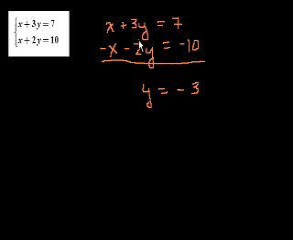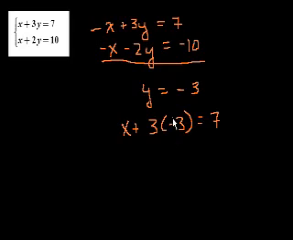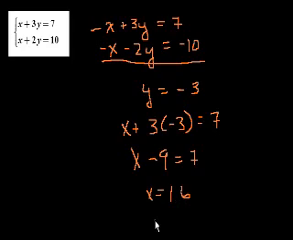Fair enough. And now we can substitute back in to figure out an x. So let's use the first equation. x plus 3 times minus 3, we figured out what y is, is equal to 7. And then you get x minus 9 is equal to 7. x is equal to, add 9 to both sides of this equation, x is equal to 16. So the solution is 16 comma minus 3, x and y, and that is choice D.